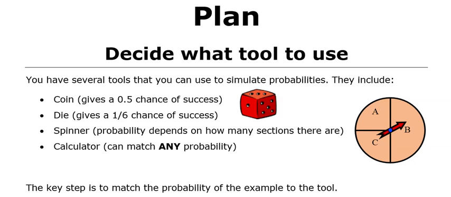A spinner is something we can do. We can design a spinner and draw up as many sections as we need to so that the area matches our probability. Or we can use a calculator, and the calculator can generate random numbers which can then match any probability that we have. We're going to look into the calculator and doing this on Google Sheets, using the random number generator so that we're not just limited to a 0.5 or a 1 in 6 chance of doing something.